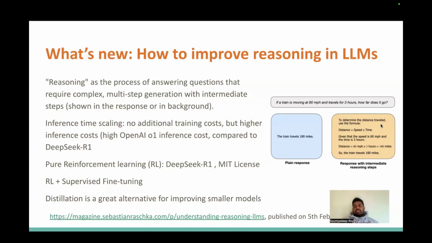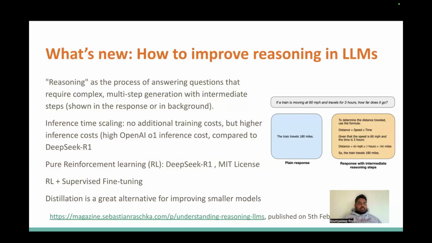So it will look something like this. To determine the distance traveled, use the formula distance equals speed into time. Given that the speed is 60 miles per hour and the time is 3 hours, the distance equals 60 miles per hour into 3 hours, which is 180 miles, right? This is because it requires multiple steps which are not simple in nature. That's why this falls under the reasoning category, right? Now the question comes, how to improve the reasoning in LLMs?